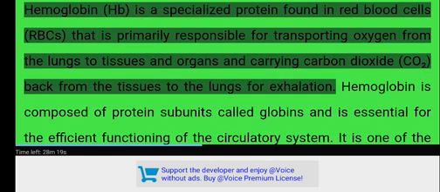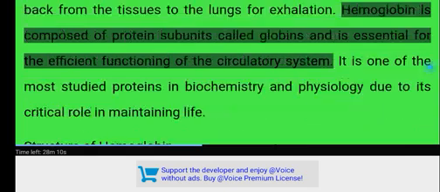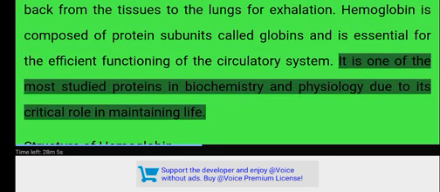Hemoglobin, Hb, is a specialized protein found in red blood cells, RBCs, that is primarily responsible for transporting oxygen from the lungs to tissues and organs and carrying carbon dioxide, CO2, back from the tissues to the lungs for exhalation. Hemoglobin is composed of protein subunits called globins and is essential for the efficient functioning of the circulatory system. It is one of the most studied proteins in biochemistry and physiology due to its critical role in maintaining life.